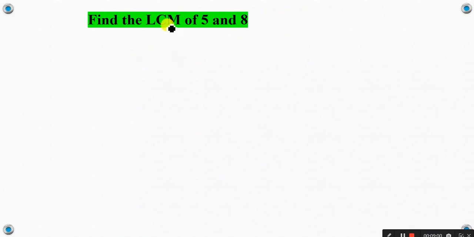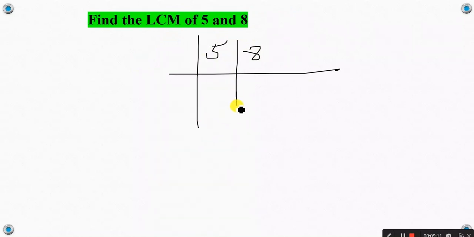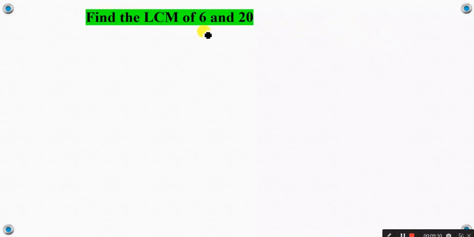Let us find the least common multiple of 5 and 8 using the ladder method. These two numbers have no prime number that divides both without remainder. So in such a case we simply multiply the given numbers. So 5 times 8 is 40. 40 is the least common multiple of these two numbers.